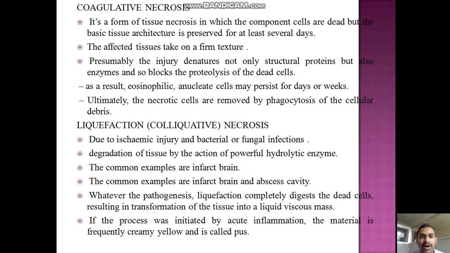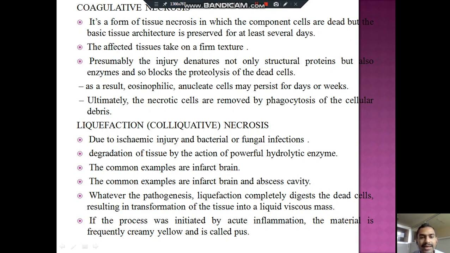First one is coagulative necrosis. It is a form of tissue necrosis in which the component cells are dead, but the basic tissue architecture is preserved for at least several days. The affected tissues take on a firm texture.